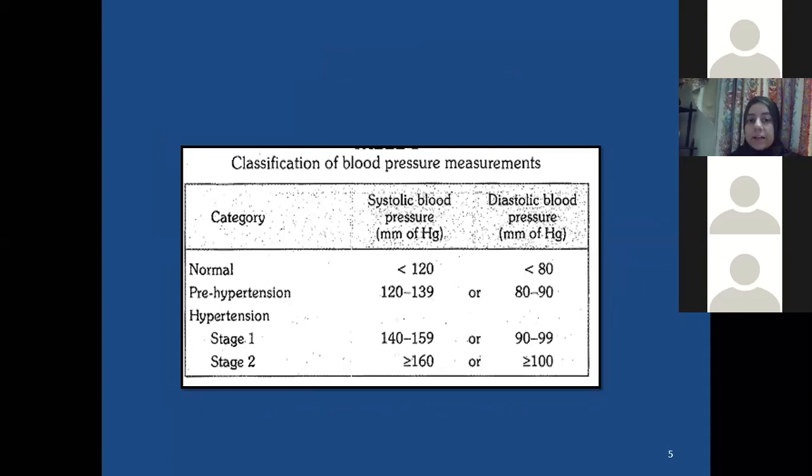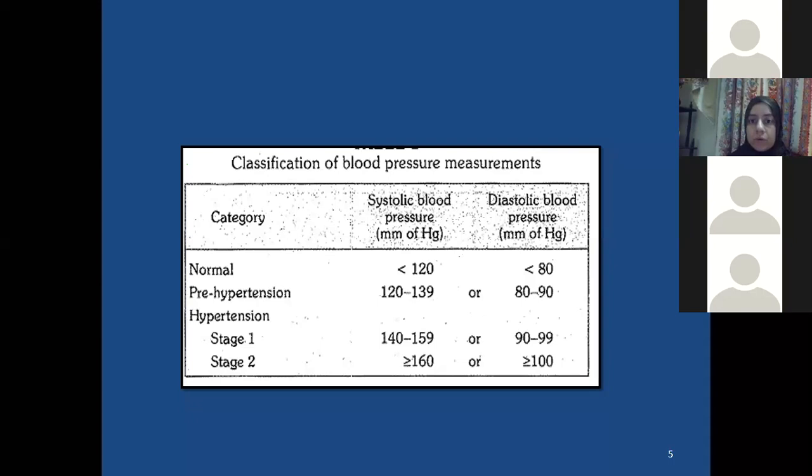So this was an earlier classification, with categories of systolic and diastolic blood pressure. Normal was considered to be less than 120 systolic and less than 80 diastolic, millimeter mercury. Pre-hypertension was considered as 120 to 139 systolic, or diastolic 80 to 90 millimeter mercury. Hypertension was considered to have two stages. Stage 1 had a blood pressure of 140 to 159, or 90 to 99 diastolic. And stage 2 was considered to be more than or equal to 160 systolic, or more than or equal to 100 millimeter mercury diastolic.